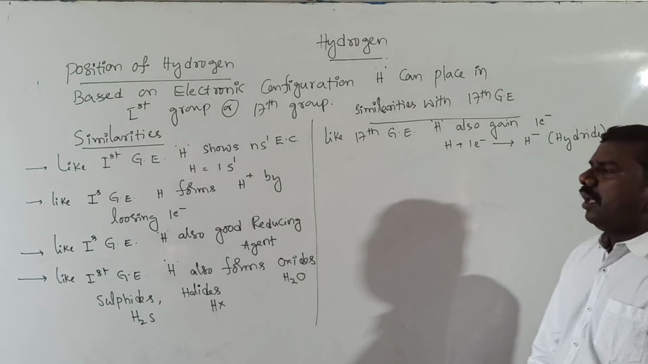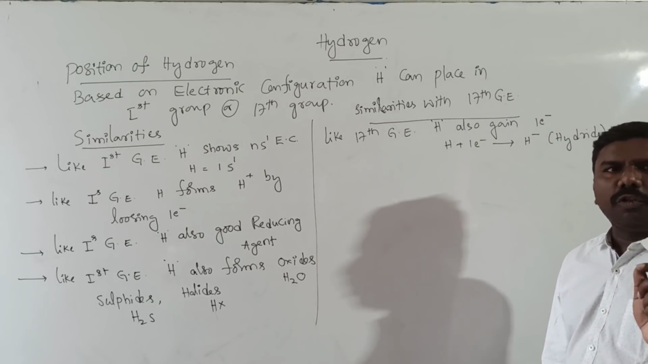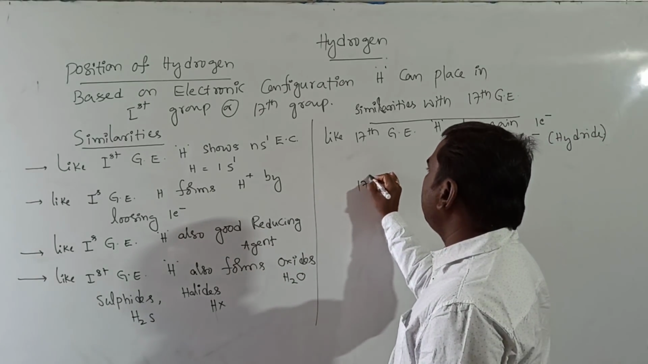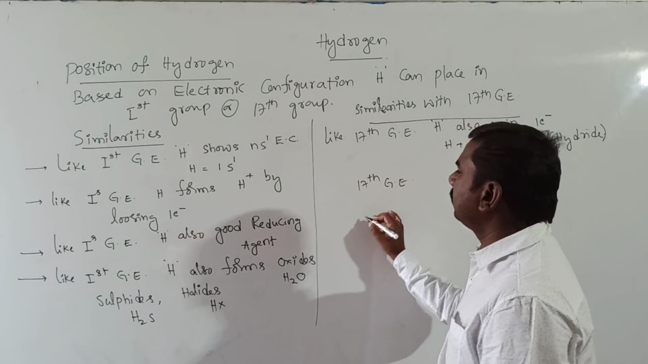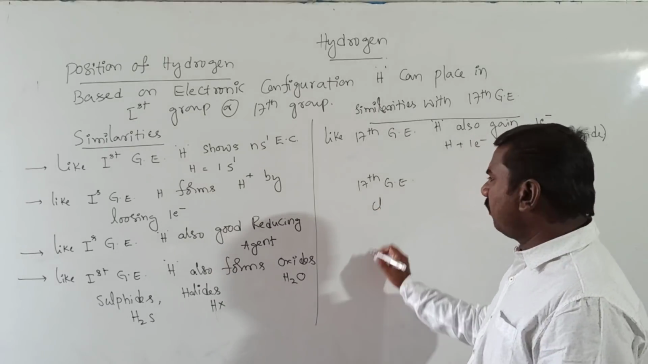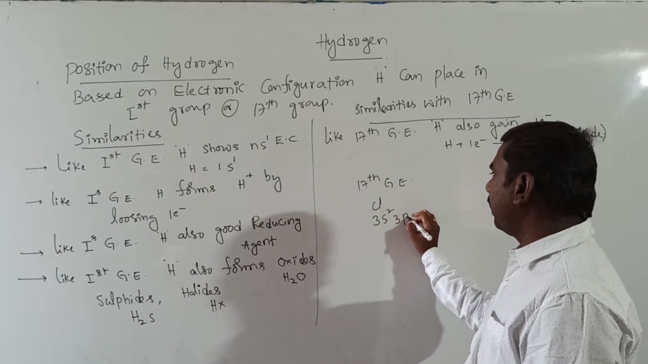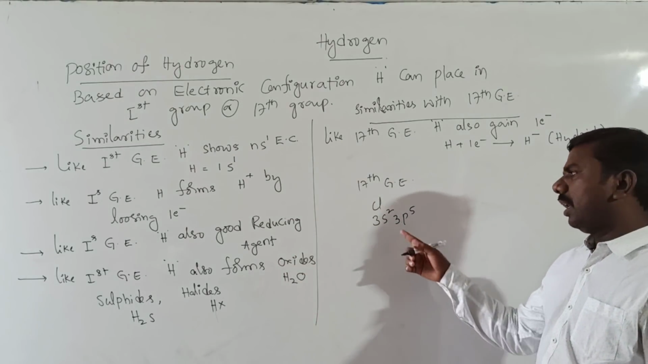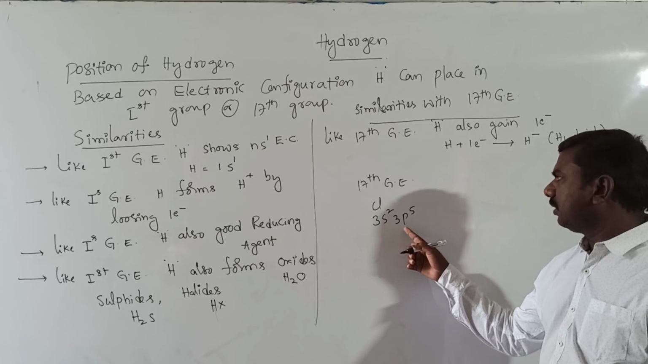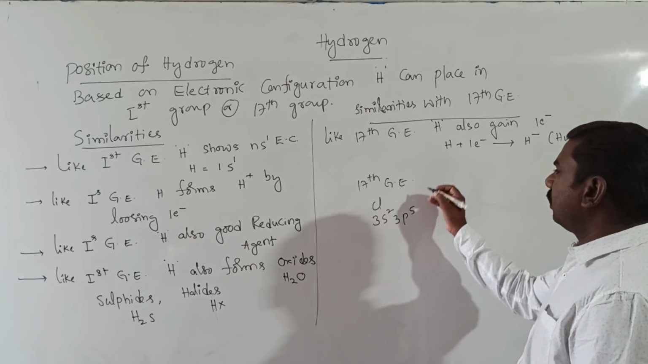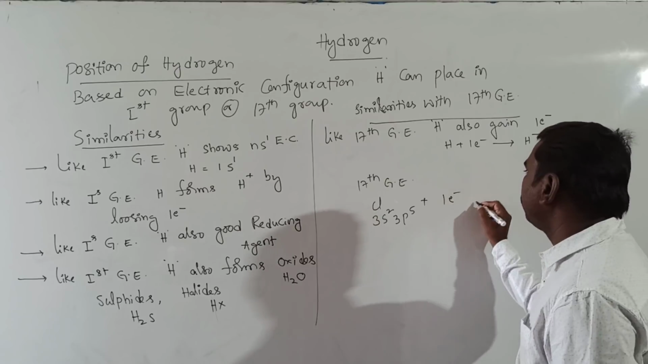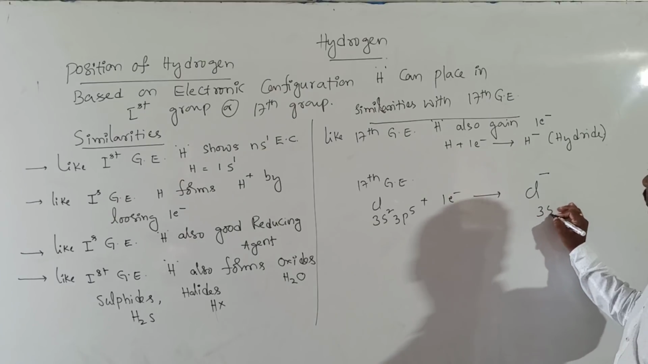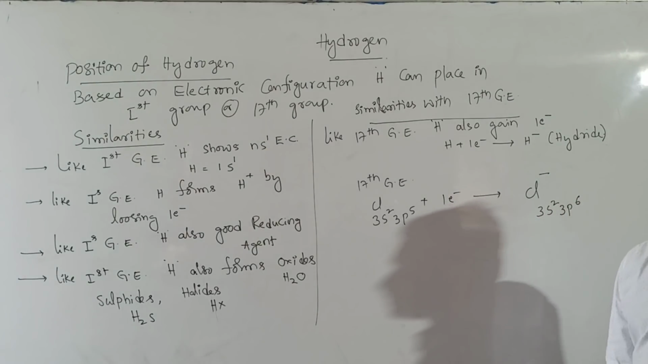Next, like 17th group, if 1 electron gains, for example, 17th group element, that is Cl, atomic number 17. Last valence shell configuration is 3s2 3p5. So if it gains 1 electron, then it gives Cl minus. Configuration is 3s2 3p6. Clear?